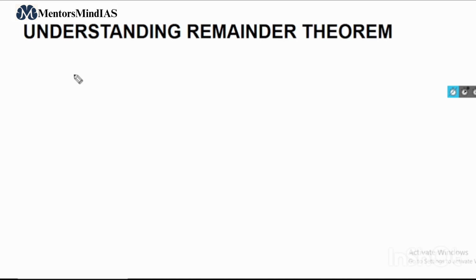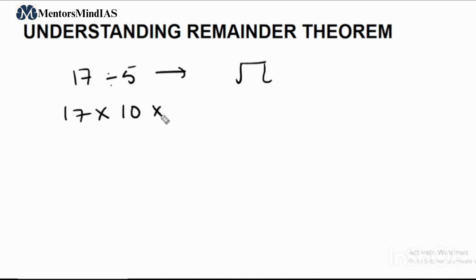Firstly, let us talk about why the remainder theorem is used. Whenever you get a simple expression like 17 divided by 5, it can be easily done with the help of division. But if you have an expression like 17 into 10 into 5 into 4 divided by 3, you would have to multiply this whole expression and then divide by 3 to get a remainder. It will take a lot of time.